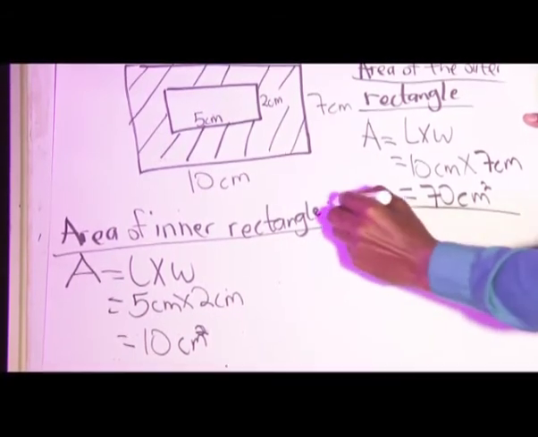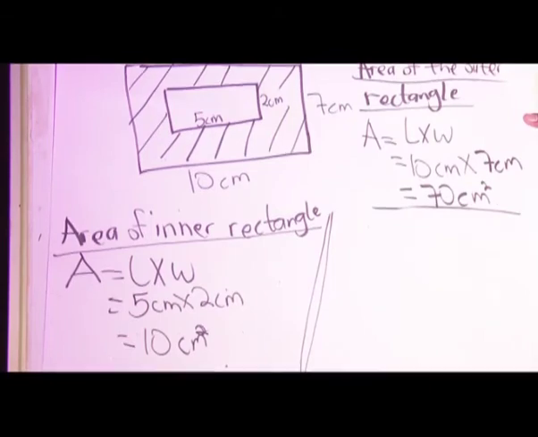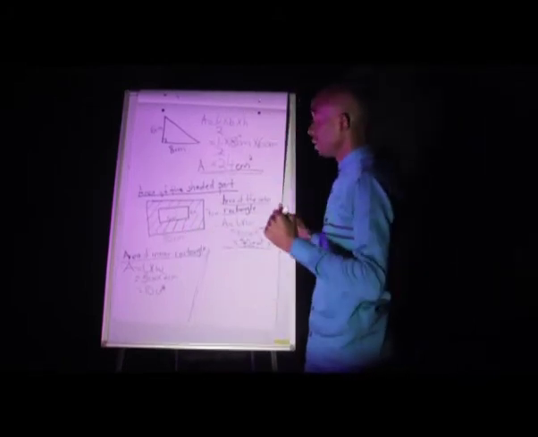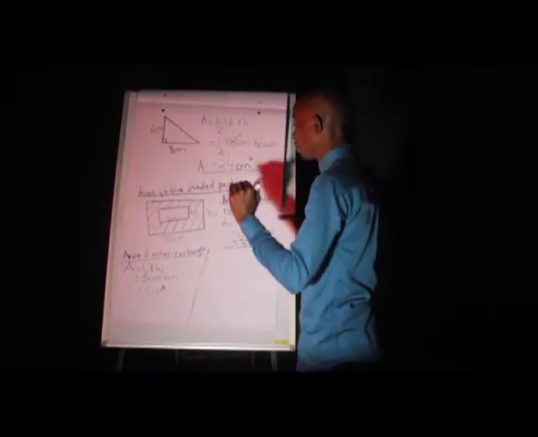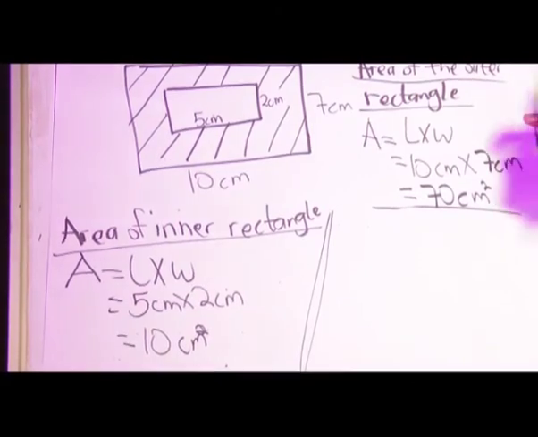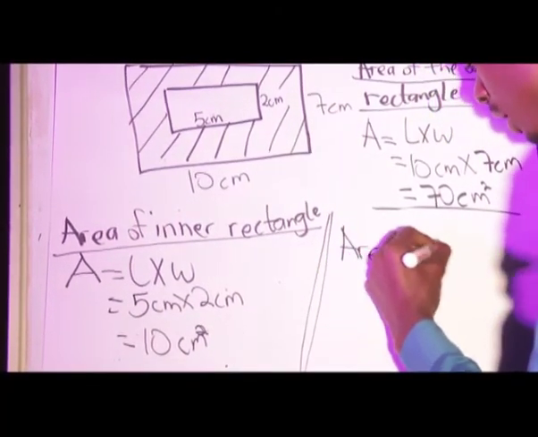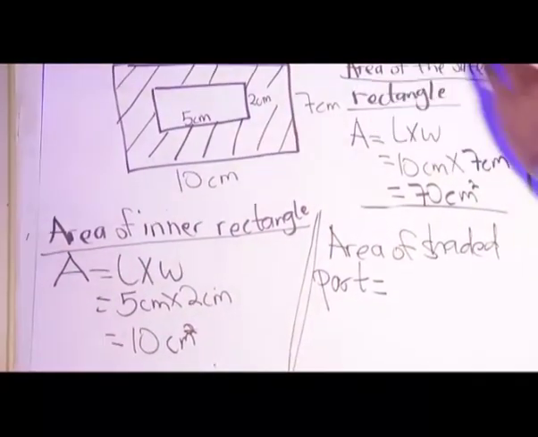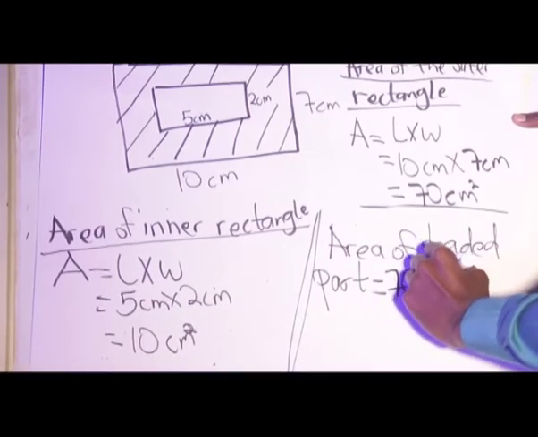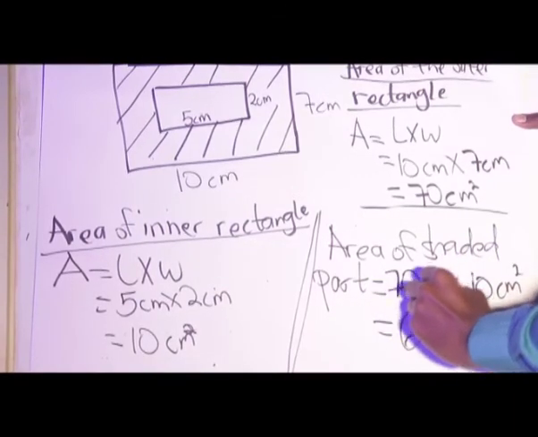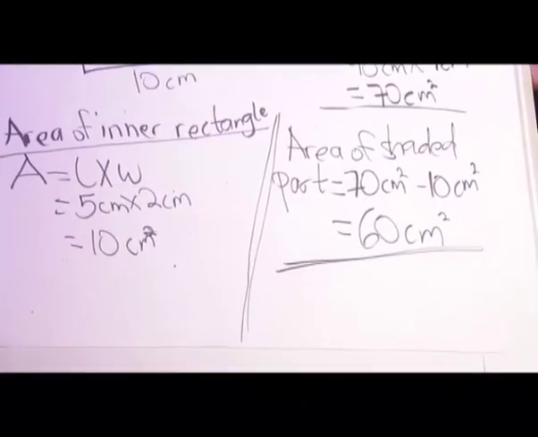It is very important. So after I've done all that, I now determine the area of the shaded part. Remember, I first looked for the area of the outer rectangle. We have looked for the area of the inner rectangle. We now determine the area of this other part which has remained. So the area of the shaded part is going to be the area of the outward rectangle minus the area of the inner rectangle. So the area of the shaded part is equal to the area of the outer rectangle, which is 70 centimeters squared, minus the area of the inner rectangle, which is 10 centimeters squared. So 70 centimeters squared minus 10 centimeters squared, I end up with 60 centimeters squared as my answer.